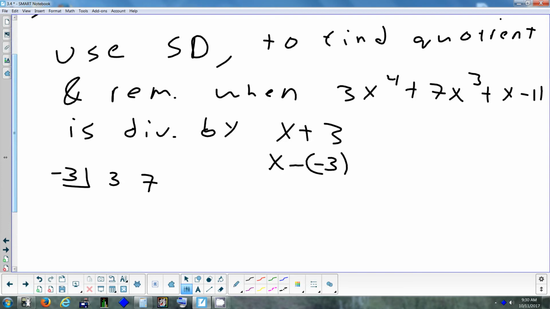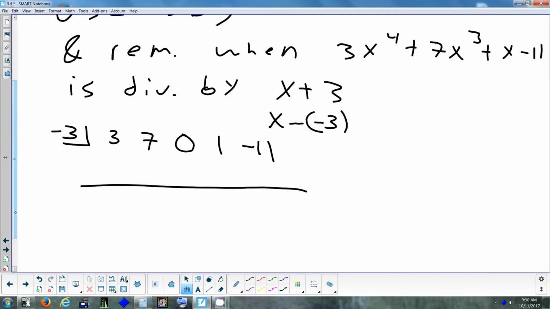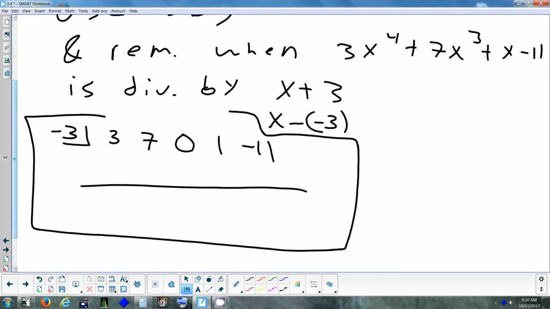Or negative... Careful. Can you help, Caleb? 0. Do you see why you need the 0 now? Yeah, because you're missing that x squared term. And then I agree with you. A 1 and then negative 11. Yep. The nice thing about synthetic division is I can put a box around this, and my work is never going to go outside that box. Versus long division, the way it kind of works is you just keep going down and to the right. You need a lot of space. This you don't. Okay, bring down my 3.